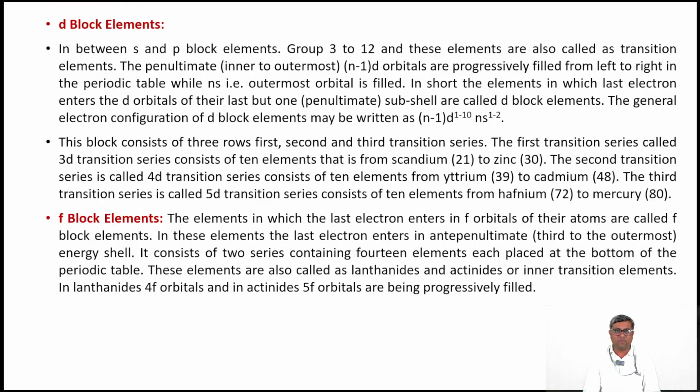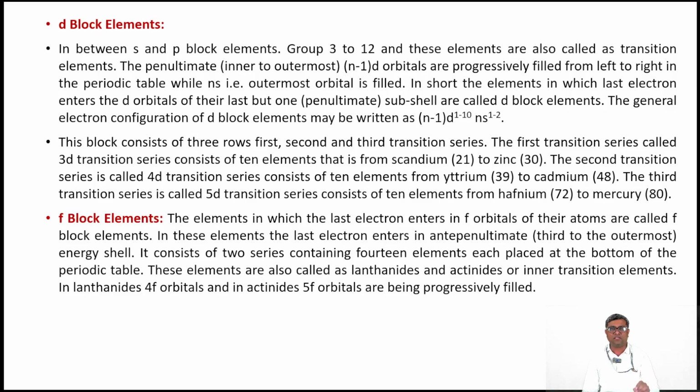Now, next is the D block elements. As I discussed earlier, the D block is placed in between the S and P blocks. D blocks contain the groups ranging from 3rd to 12th. These elements are also called transition elements. The penultimate shell, meaning inner to outermost, that is the (n-1) d orbitals, are progressively filled from left to right in the period or in the periodic table, while the ns shell, that is the outermost orbital, is filled.